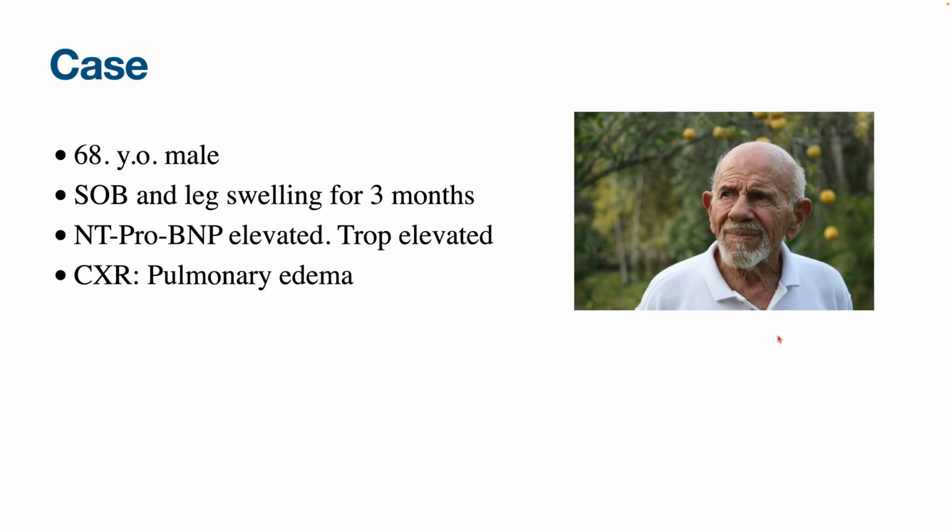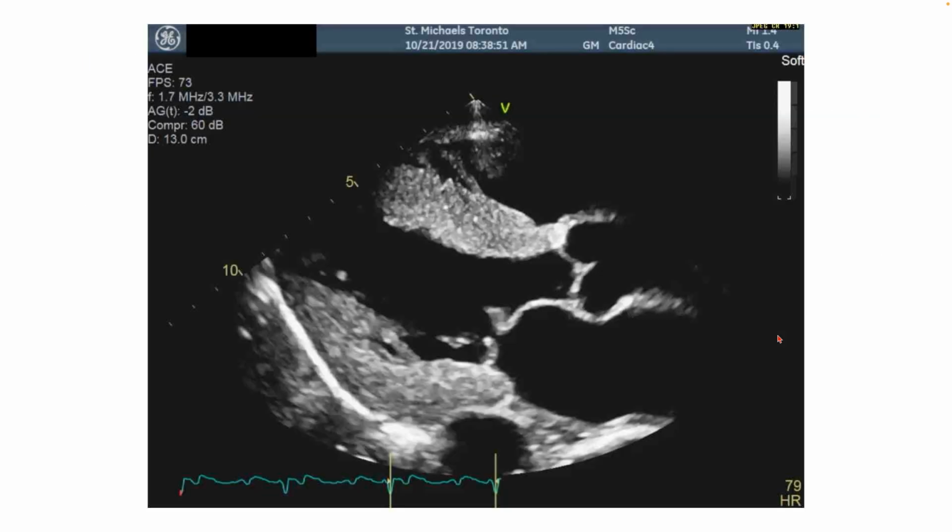A very quick case, that's what we do on a day-to-day basis. A 68-year-old male presented to a clinic or to our echo lab with shortness of breath and neck swelling for 3 months. NT-proBNP is elevated, troponin is elevated. So they use NT-proBNP and troponin as one way of prognosticating patients as well. And chest X-ray in this case showed pulmonary edema.